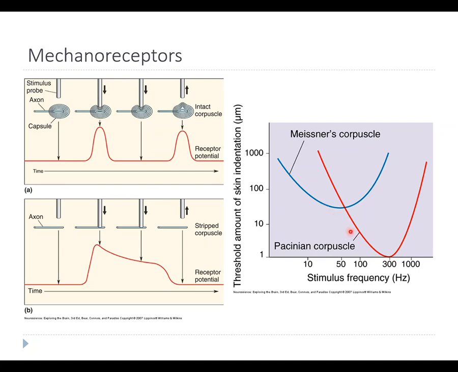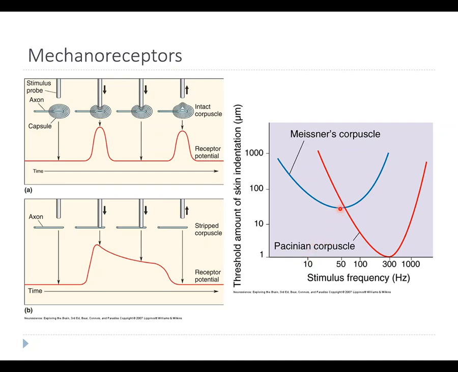In fact, different types of receptors prefer different frequencies. For this Meissner's corpuscle, the graph shows the threshold amount of skin indentation necessary to activate that cell at different frequencies. At 10 hertz, about 10 times per second, the minimum you need is about 100 microns of indentation. So pushing inward about 100 microns is all you need to activate this receptor if it's pushing in and out at a frequency of 10 hertz.